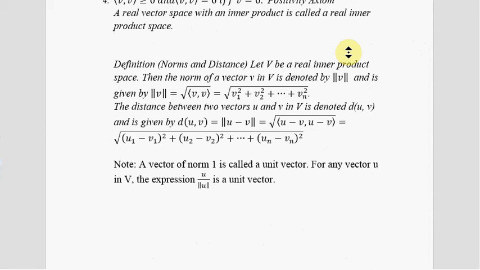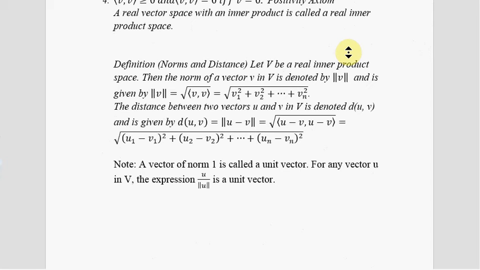Here, the distance between two vectors, u and v, in some vector space is the typical distance d of u comma v, and that's going to be the square root of the differences of each component, the corresponding components, the difference of those. So u sub 1 minus v sub 1 squared plus the summation of the like. So again, you've seen that distance formula before, and you've also seen the norm, the magnitude before. It's the same one that's used in physics as well.